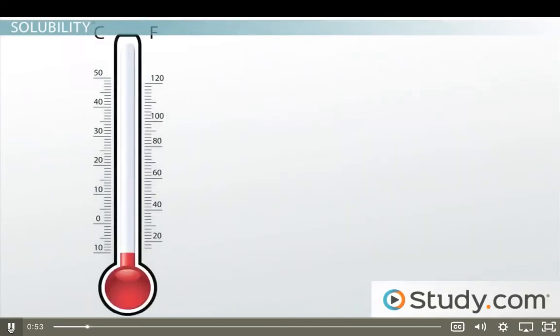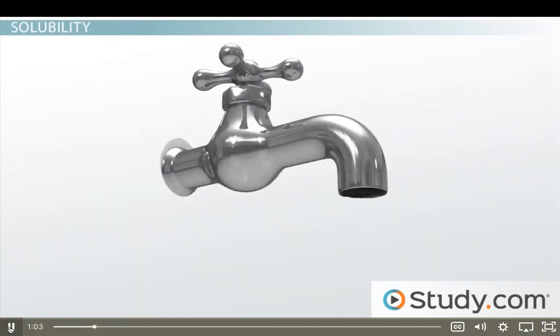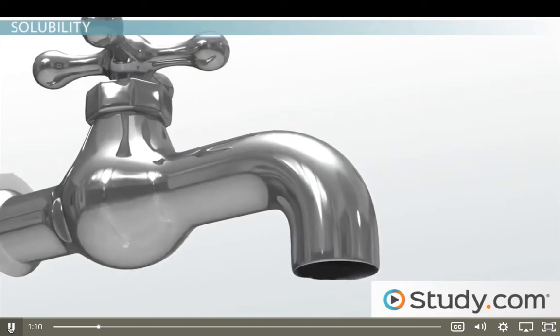Solubility for a compound is expressed in terms of molarity, moles per liter, and is temperature dependent. Generally, increasing temperature increases a substance's solubility. When you run cold water through a faucet or decrease the flow to a trickle, the dissolved chemicals become less soluble and form solids, aka pesky buildup.